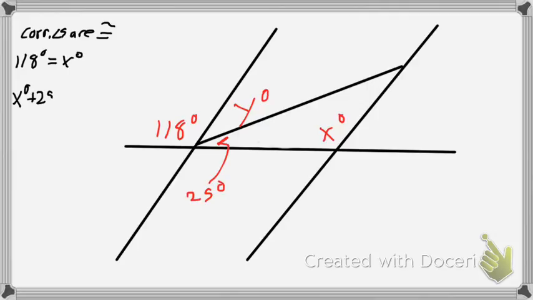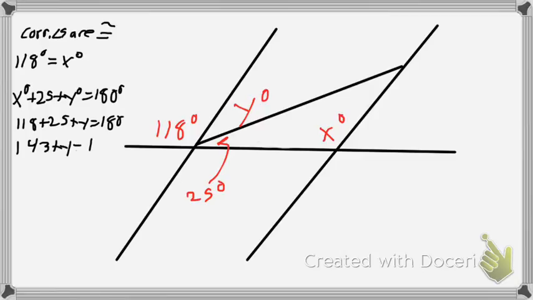Now, we also know that, just like on the last problem, x and then that angle formed by y in 25 degrees are same-side interior angles. That means that they add up to 180 degrees because they're supplementary. Since we already figured out that x equals 118 degrees, we can plug it in, so we get 118 plus 25 plus y equals 180. We add the 118 and the 25 together, so we get 143 plus y equals 180.